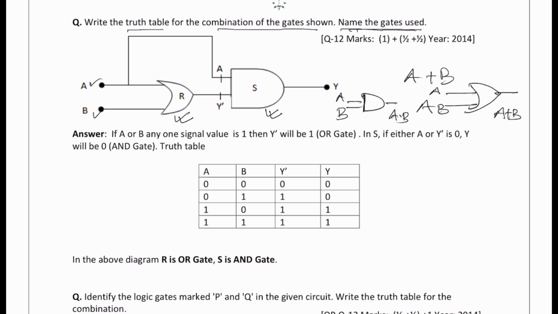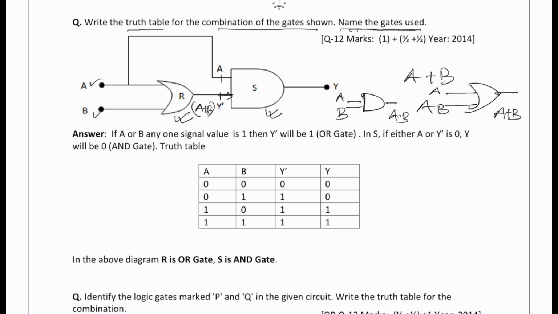But how does it operate? First of all, this OR gate adds A plus B. So what is Y? It is A plus B. This Y goes as A plus B, and then A, and these two are getting multiplied here.